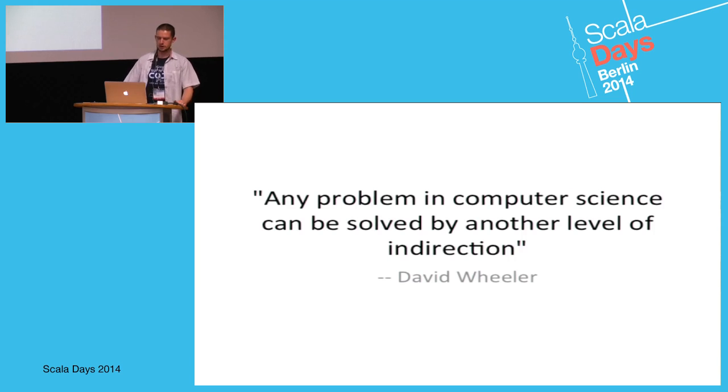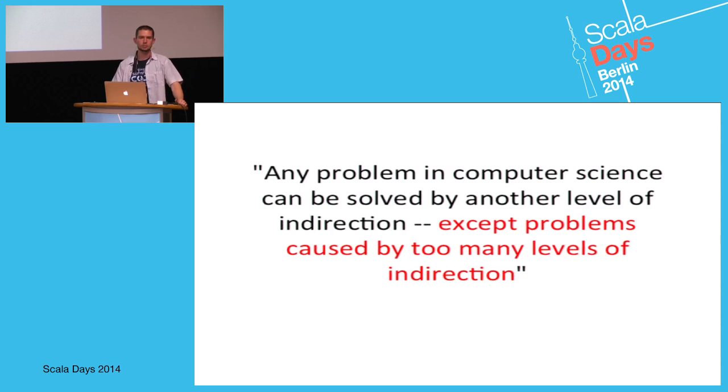So I would like to start with the following quote. Many people have said that any problem in computer science can be solved by adding another level of indirection. The quote is usually attributed to David Wheeler. But what many people forget is that this quote actually has a second part: any problem can be solved by another level of indirection, except problems that are caused by too many levels of indirection. And those problems are usually performance problems.